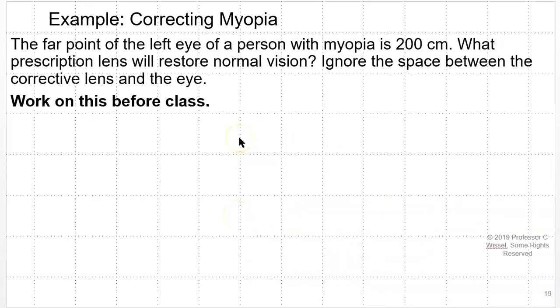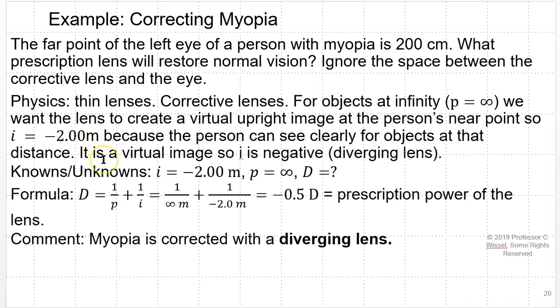So the far point of a left eye of a person with myopia is 200 centimeters. What prescription lens will restore normal vision? Ignore the space between the corrective lens and the eye. The physics of this is thin lenses, corrective lenses. For objects at infinity, P equals infinity, we want the lens to create a virtual upright image at the person's far point, so I equals minus 2.00 meters.